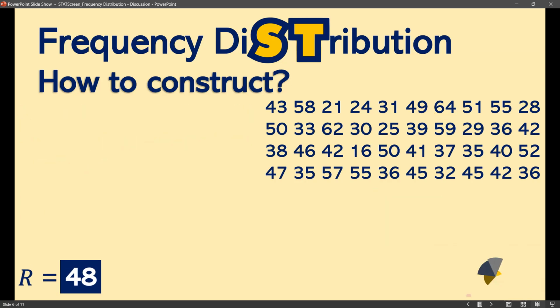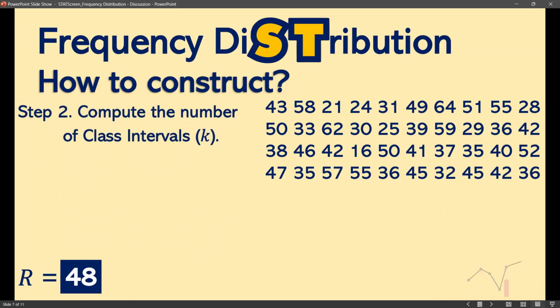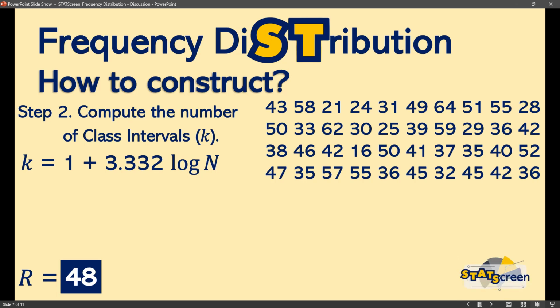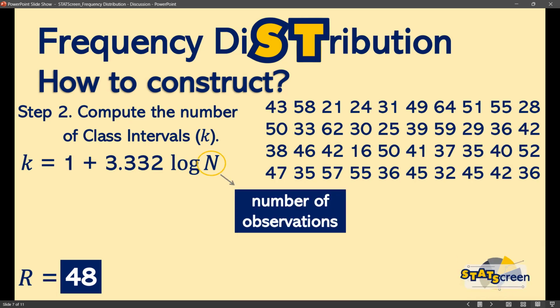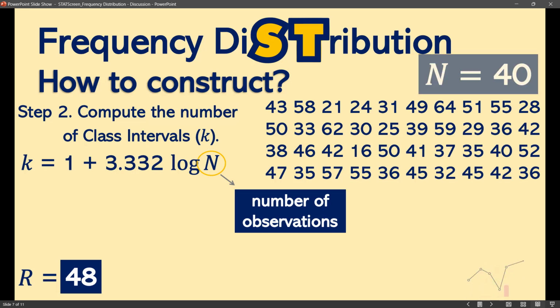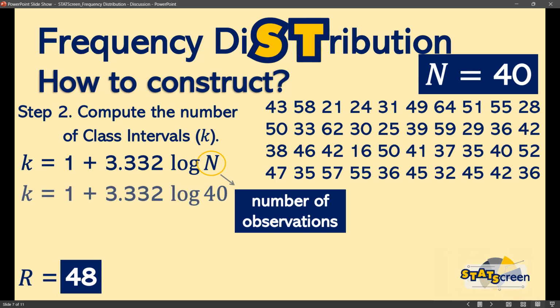Step 2 is computing the number of possible class intervals. We can determine this by using this formula for k, which corresponds to the number of class intervals: k = 1 + 3.322 log n. N stands for the total number of observations in this given set of data. If we count the number of observations here, our n is 40. And we are going to input that in our formula.